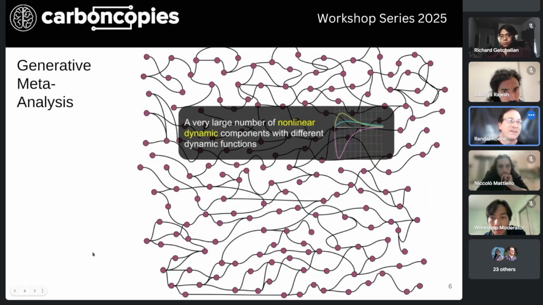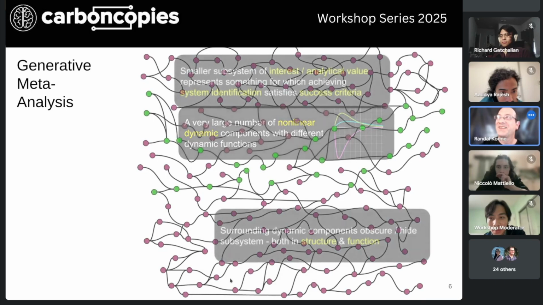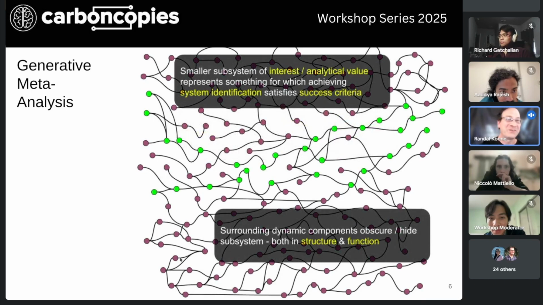All right. The design of the platform isn't strictly limited to neuroscience, although that is primarily our interest. In the most general sense, you're dealing with a system that contains a large number of interacting nonlinear components, shown here as this wild network in the background. That system contains something that's of interest or of value. That's shown here in green.